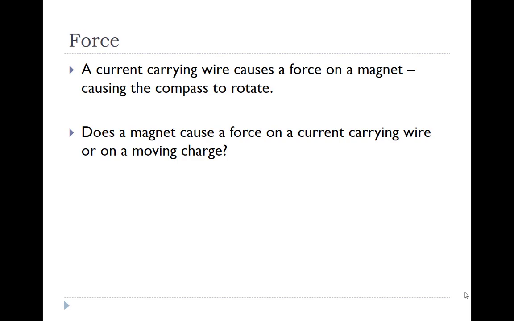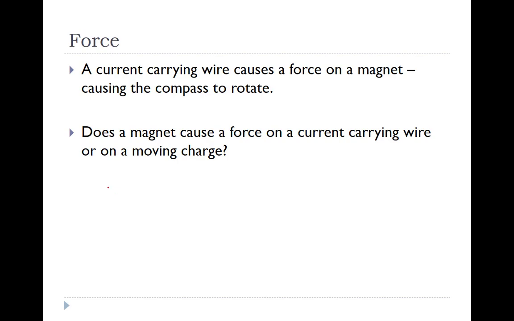We saw in the last unit that a current carrying wire causes a force on a magnet. For example, in Ørsted's experiment, this caused the compass to rotate, to deflect. Is the opposite also possible? Can a magnet cause a force on a current carrying wire or on a moving charge? Because remember, a current is really just charges moving through a wire. And hopefully you think about this answer and you come up with yes.